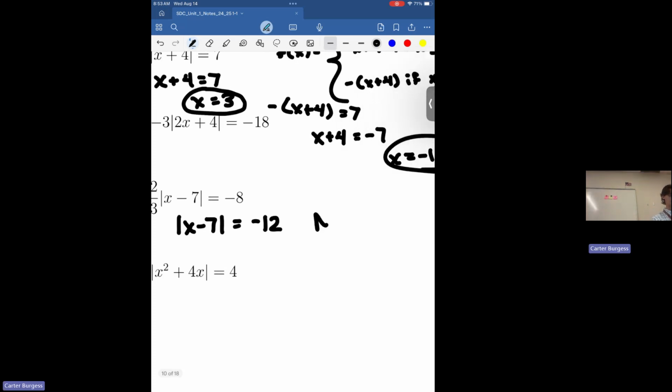Now, what's our cutoff point here? When do we switch from being positive to being negative? When does the inside of our absolute value swap? When is it 0? When is x minus 7 equal to 0? When x equals 7. So anything greater than 7, we're going to be plugging in a positive and it's going to be staying the same. Anything less than 7, we're going to be plugging in a negative. It's going to be switching.